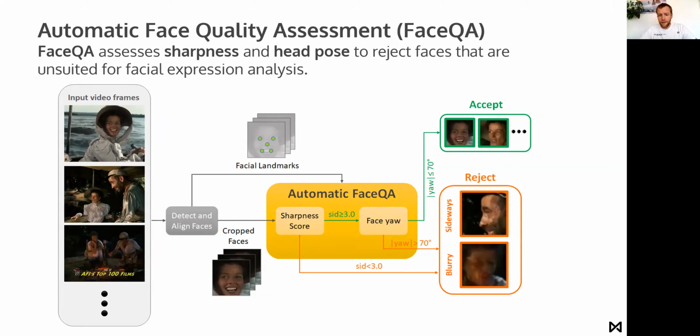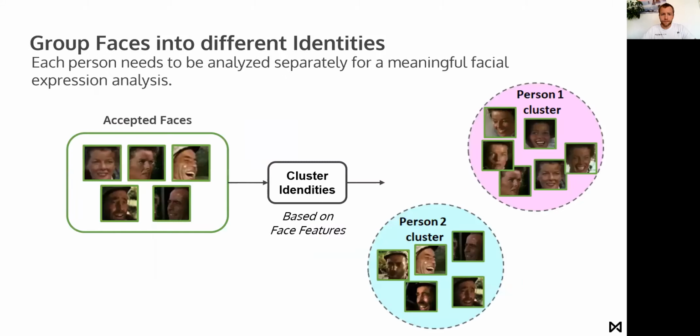So that's what this automatic face QA box is doing. More details are in the accompanying paper. But what is important here is that we reject sideways and blurry faces, and we're left with a pool of accepted faces. In the next step, we group these faces into different identities, because for a meaningful facial expression analysis, we can only do this per person.